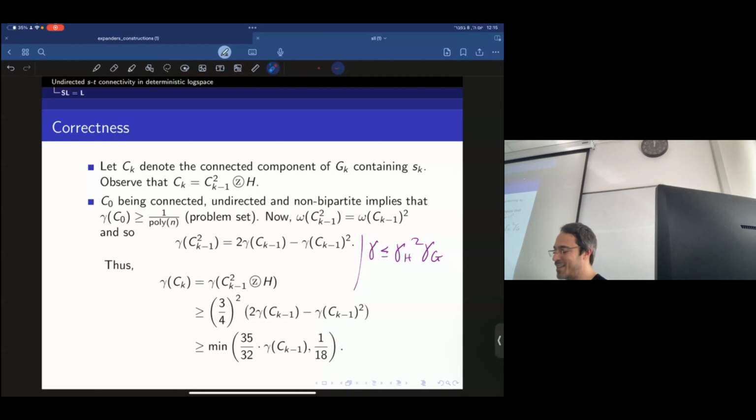So essentially, what I'm saying is that gamma of ck is always at least 1/18, and when it's small, it actually increases. So if you apply it for some constant times log n iterations, because you start from 1/poly n, every time it gets a hit by this. So at some point it will go over 1/18, and it will stay at least 1/18.